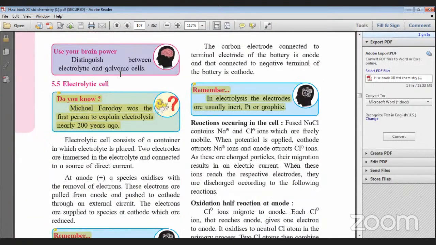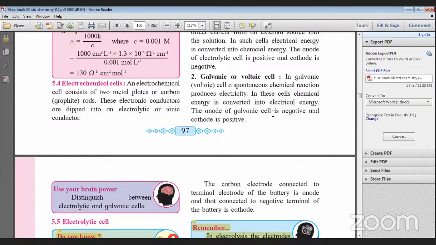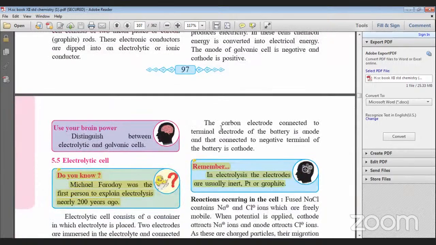Now in exam a question may come, distinguish between the electrolytic and galvanic cell. So you can distinguish. There are around 4 points you can easily get. In the first, in the electrolytic cell you will use a direct current, whereas here you will not use a direct current. Here a spontaneous chemical reaction produces electricity, and that's why chemical energy is getting converted into electrical.